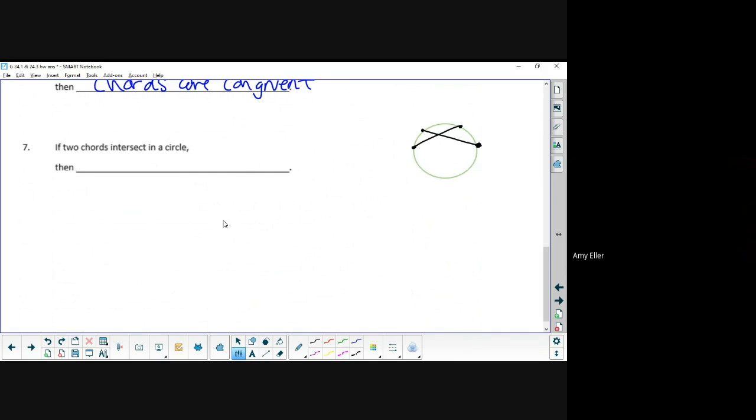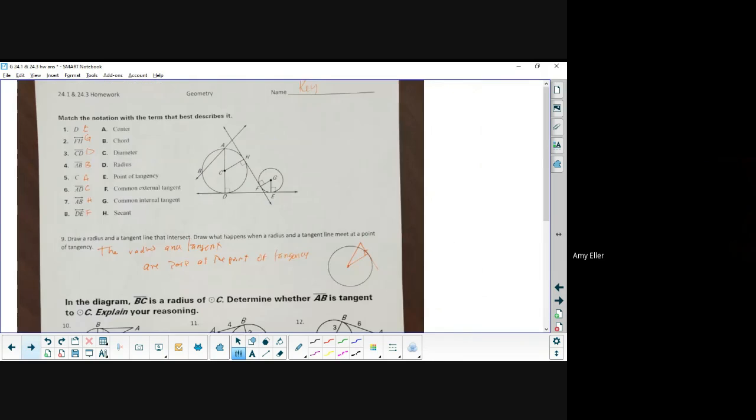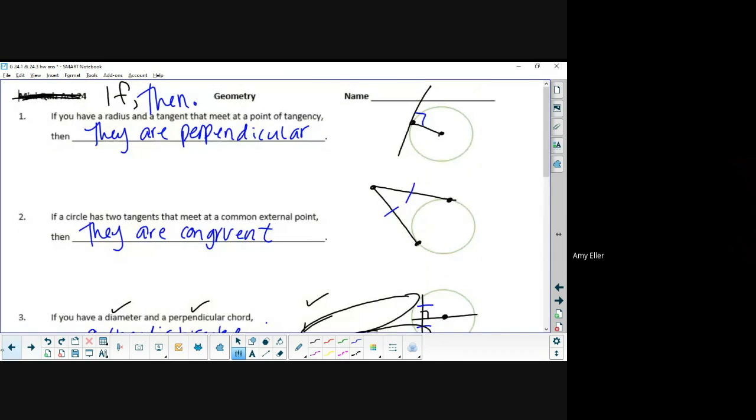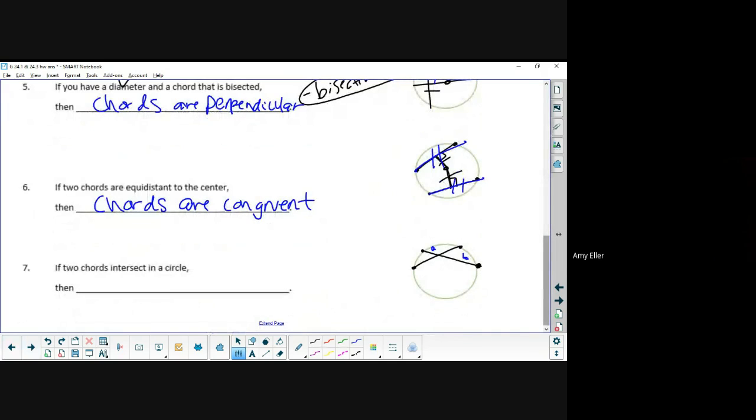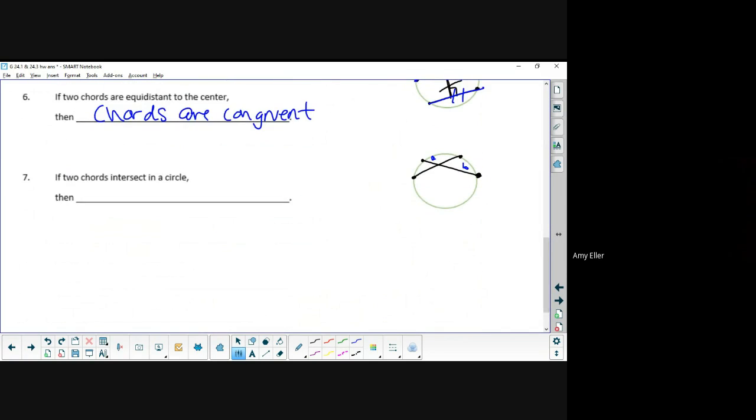Pick one chord, either one you want, and label one of the little parts A and the other part B. I guess you can read that, A and B. Take the other chord and call one part C and the other part D. Below the picture, write this: A times B equals C times D.